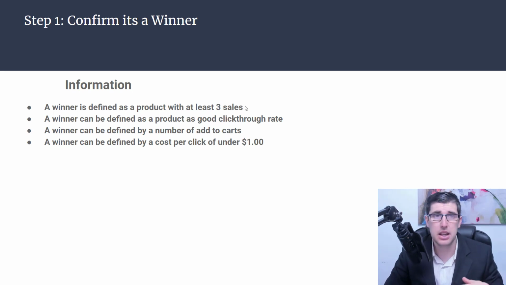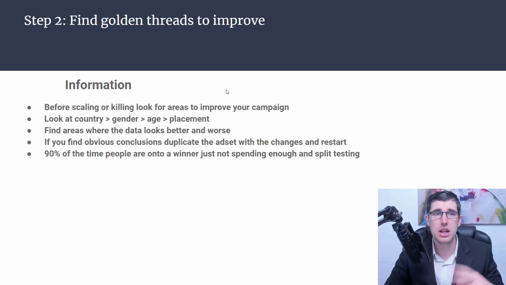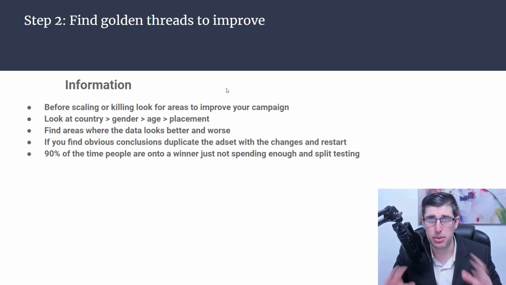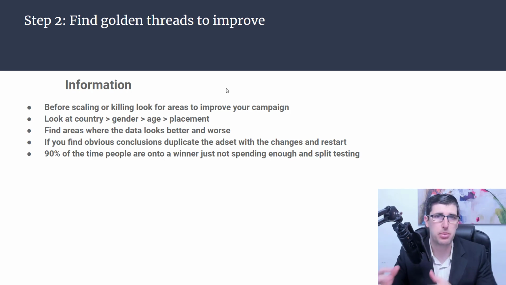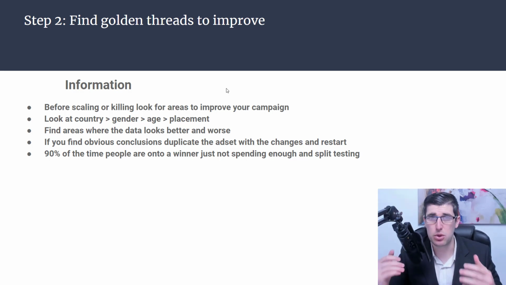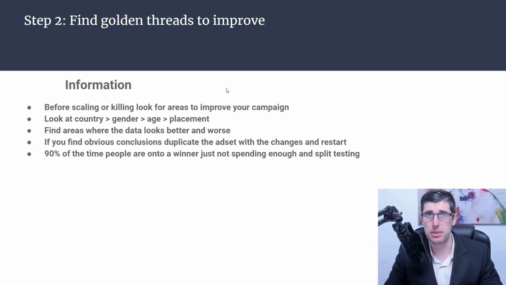I wanted to give that. So let's move straight on to step 2: find golden threads to improve. I'll show you my ads manager in a moment, just to give you a bit of an idea. Before scaling or killing, look for areas to improve your campaign. What I mean by that is, if you're marketing to 20 countries and you can cut out 16 of those countries that are not doing well, then your campaign is going to be a lot more profitable. Let me show you an example of that briefly.